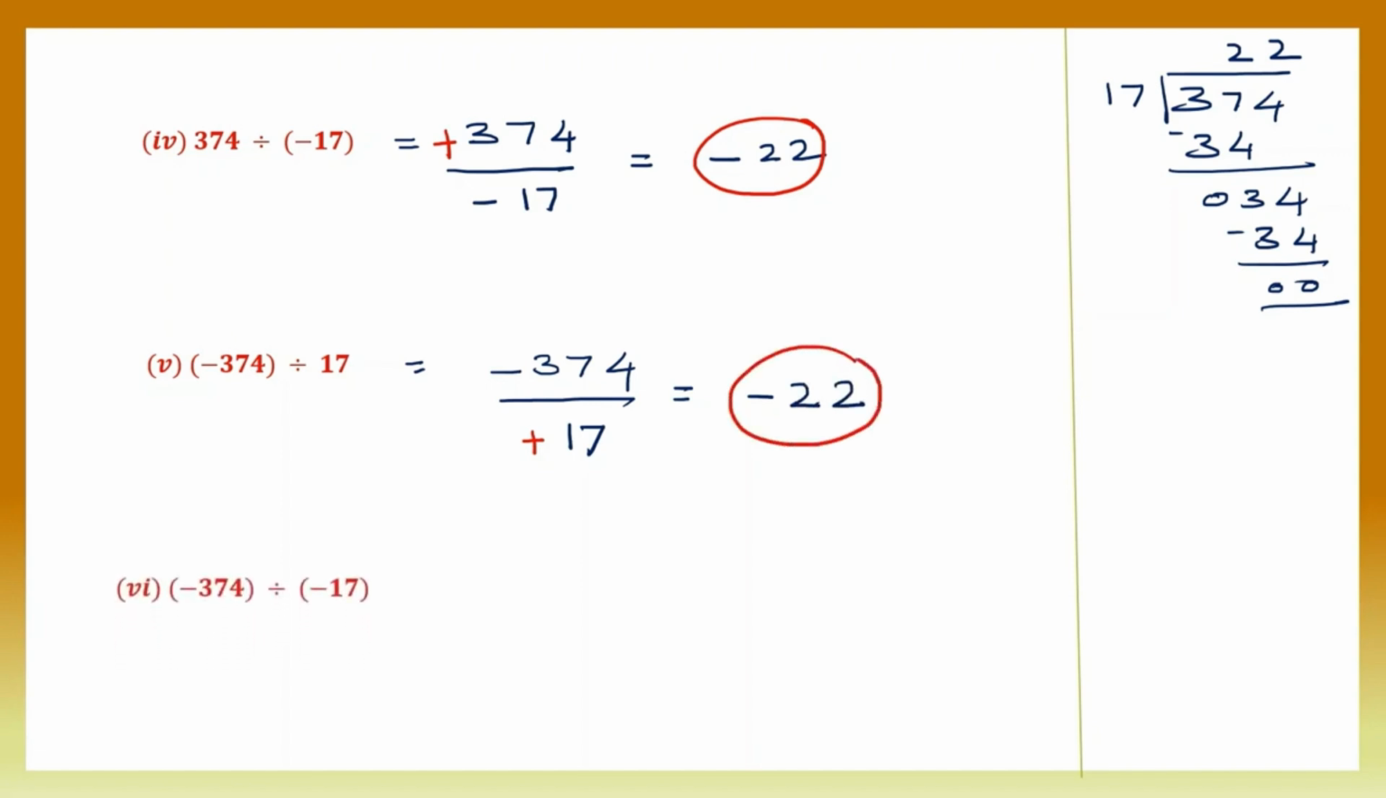Next one, we have minus 374. So the sign is minus for 374 divided by minus 17. So signs are the same. That means the answer is positive. Okay, so the signs get cancelled. Now 374 divided by 17 has already been done. So the answer is 22. So final answer to this question is plus 22.